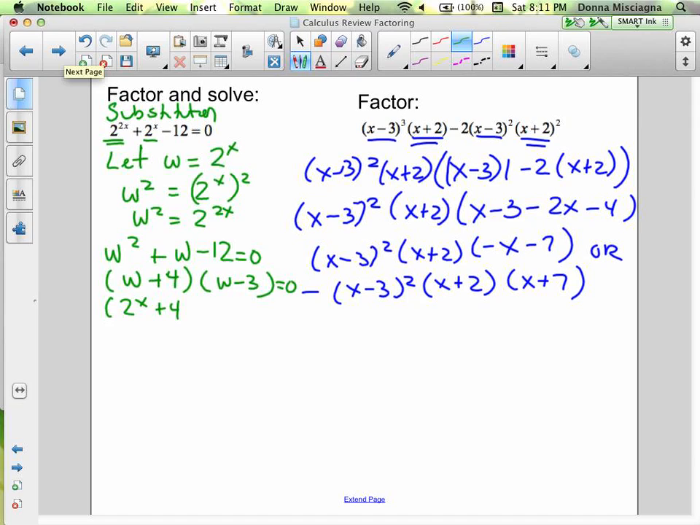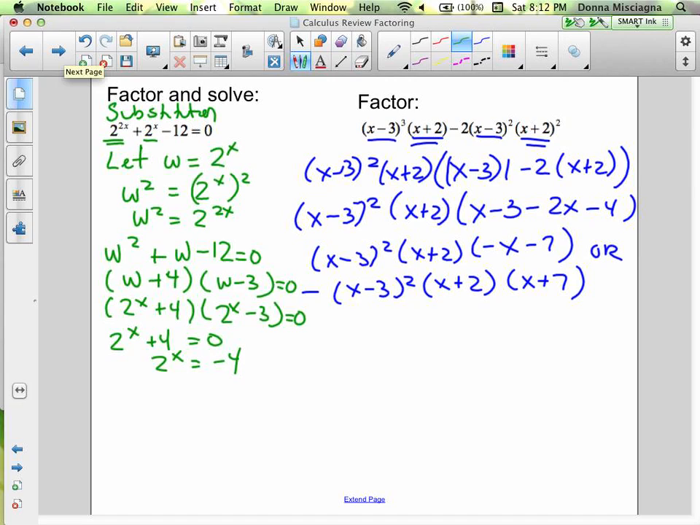So we're solving this one: 2 to the x plus 4 times 2 to the x minus 3, equals 0. All right, and then we just set the factors equal to 0 to solve. Right? Zero product rule. If the product of two things equals 0, then one of them has got to equal 0. So we set them both equal to 0. 2 to the x plus 4 equals 0. All right, let's subtract 4 from both sides. 2 to the x equals negative 4.